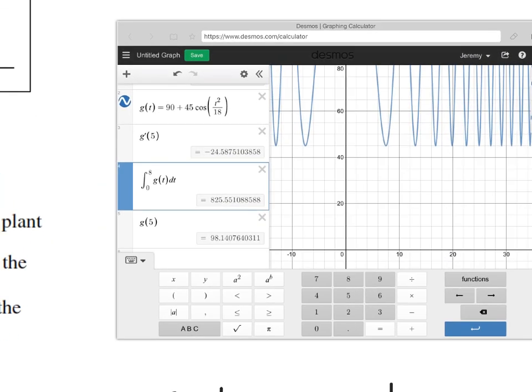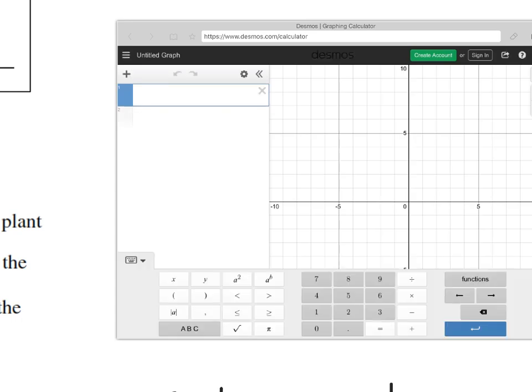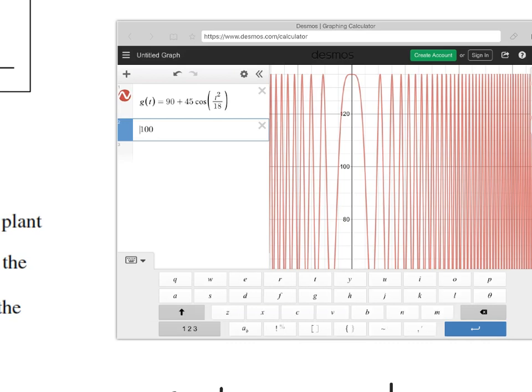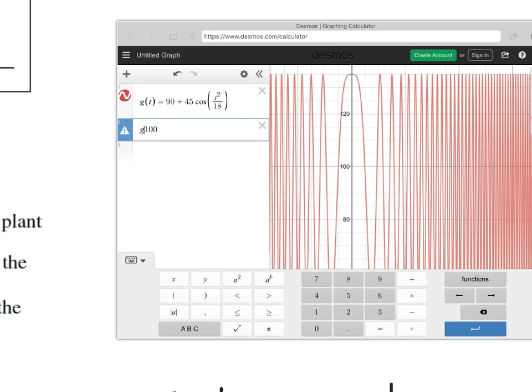Now, if you have a TI-89 or a TI-Inspire, you just solve that equation. We're just going to set G of t, 90 plus 45 cosine t squared over 18, set that equal to 100 and solve it. All right. Well, for this, oh, I just lost it. All right, I've typed it back in there. Now we need to set that equal to 100. So we want to know where that equals 100, and so we're going to say G equals 100.